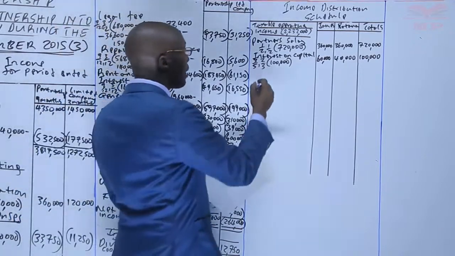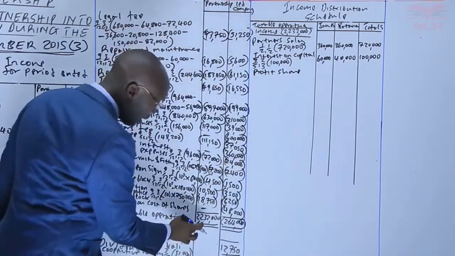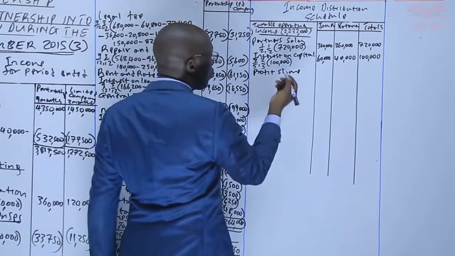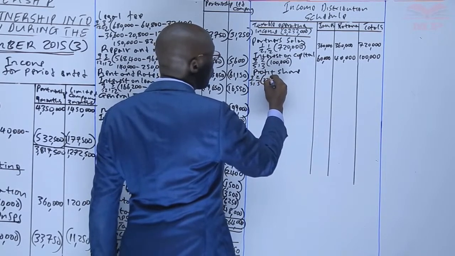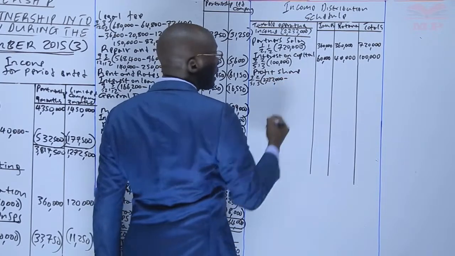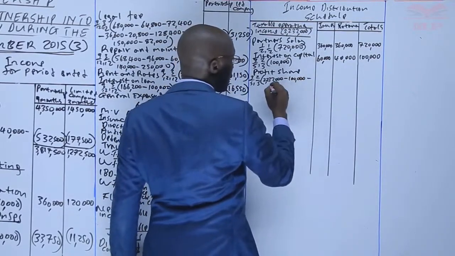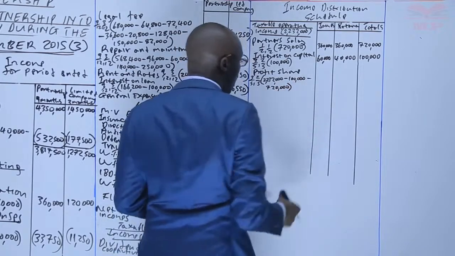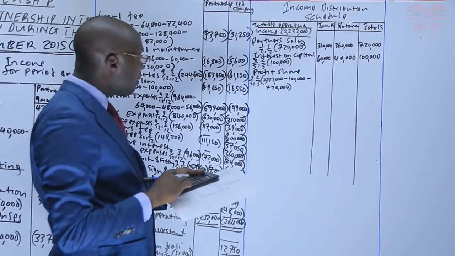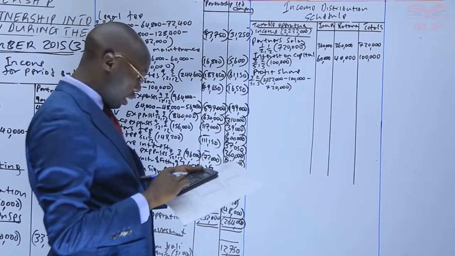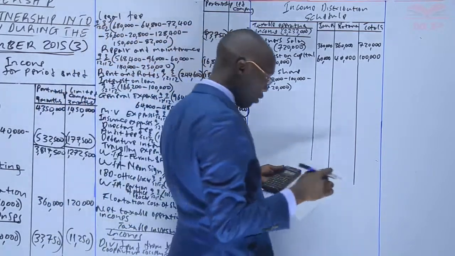So what remains is for us to share the profit share. That's the last one under here. The profit share, which is now this one, we take according to the profit sharing ratio, 3 over 5, 2 over 5 of the 32,000 minus what you have distributed, interest and salary. So we'll have 32,000, then minus 100,000, and then minus 720. That gives us 12,000.